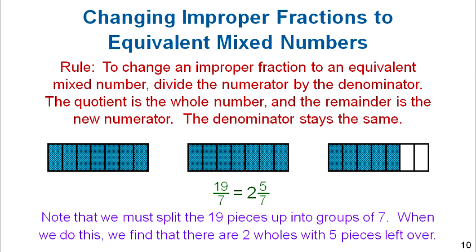To change an improper fraction to an equivalent mixed number, you can start by dividing the top number by the bottom number. The answer is the whole number, and the remainder is the new numerator. The denominator should stay the same.